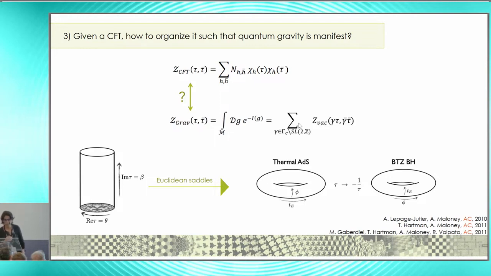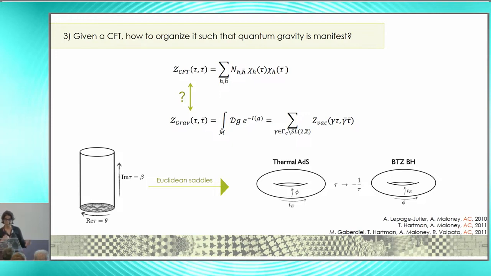And so the expectation from a gravitational point of view, if you only have metric degrees of freedom, is that this path integral, as you compute it, should be organized as a sum over images of the vacuum contribution, where the vacuum contribution is the contribution that comes from thermal AdS, and the images will give you the black holes. So this is what we expect roughly from a gravitational path integral. So okay, that's the lamppost.